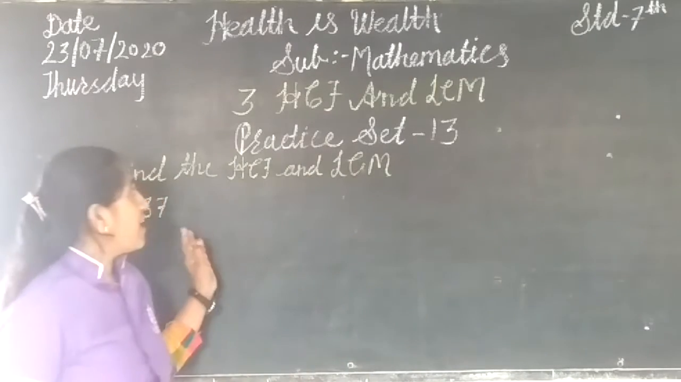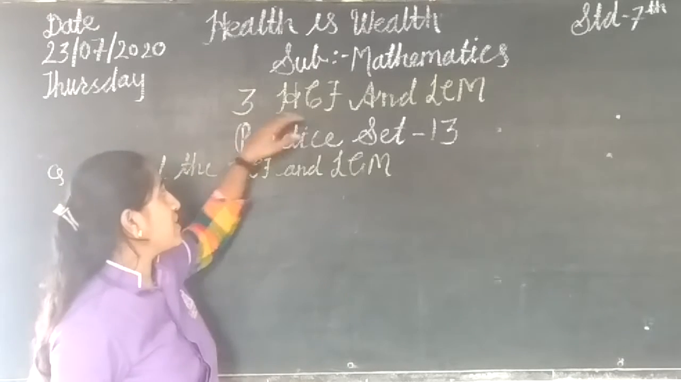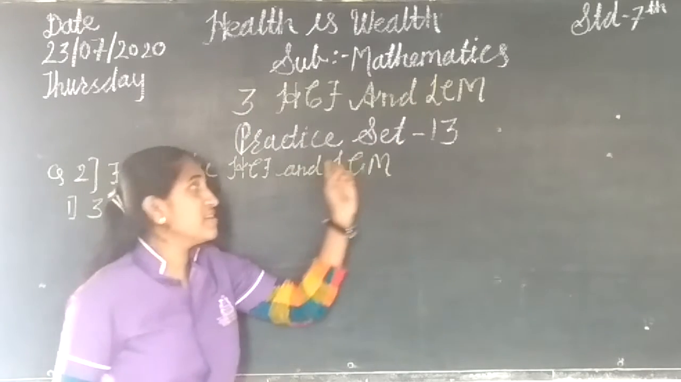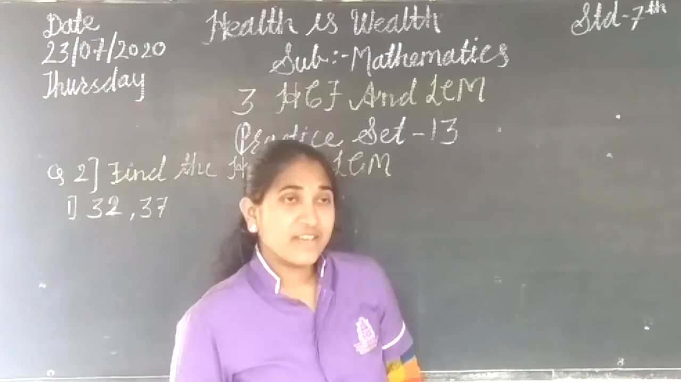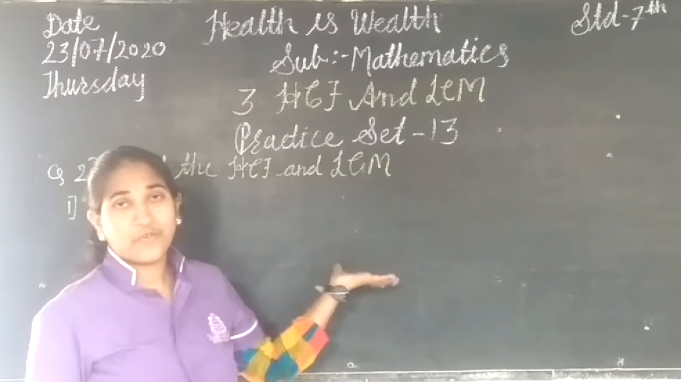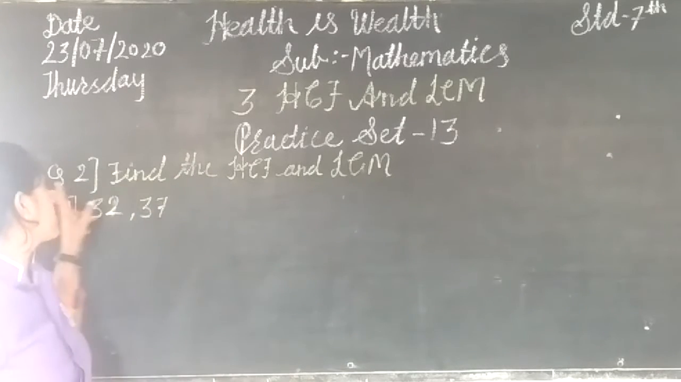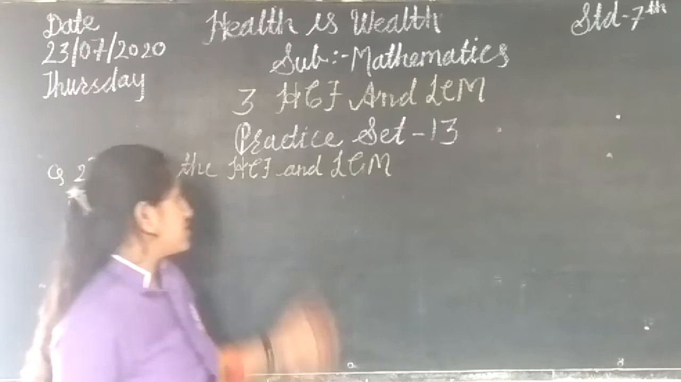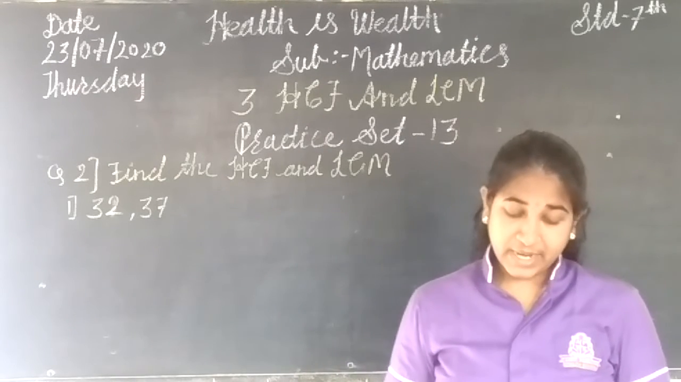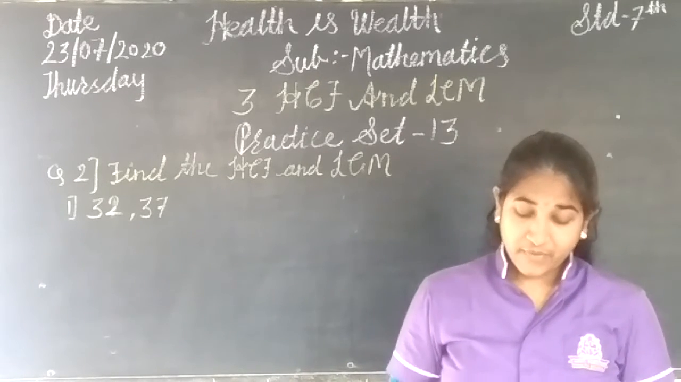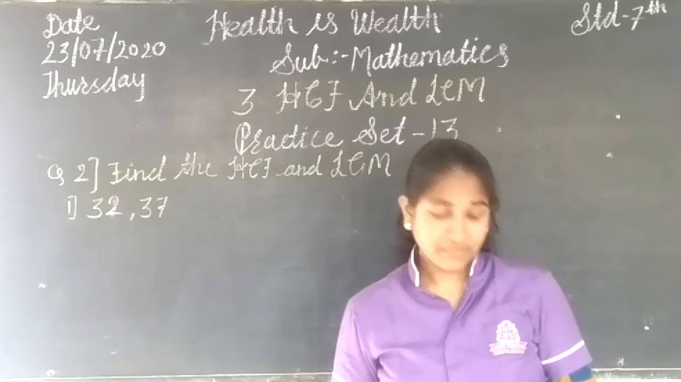Students, in the last lecture we studied lesson number 3, HCF and LCM. In Practice Set 13 we completed our question number 1. In that class you learned how to find the LCM. Today we are going to start question number 2: find the HCF and LCM of the following numbers. Verify that their product is equal to the product of the given two numbers.